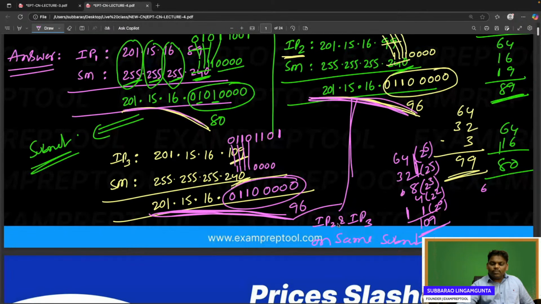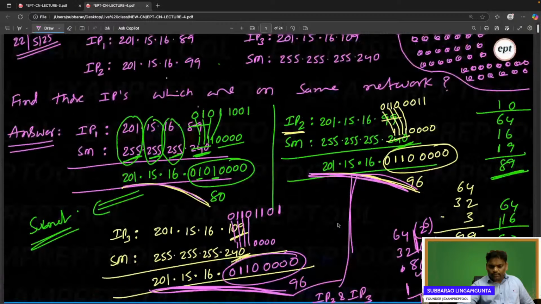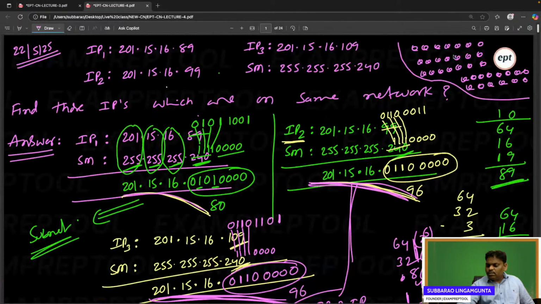It is the most expected question. I hope everyone got it. See, I have written so many stars also. It is the most expected question in the exam. Let me know if anyone has any objection.